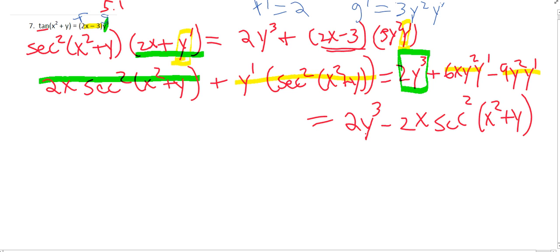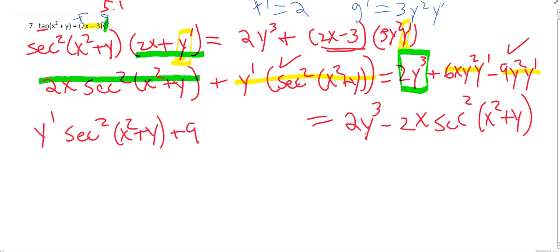And over on the left hand side we already have our y prime, secant squared, x squared plus y. That's this one. And if we move this one over, we have positive 9 y squared y prime. And if we move this one over, it's going to be subtract 6x y squared y prime.